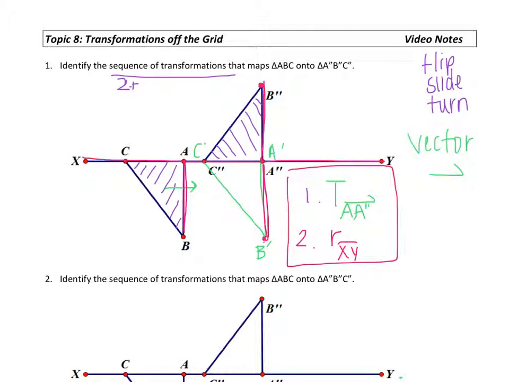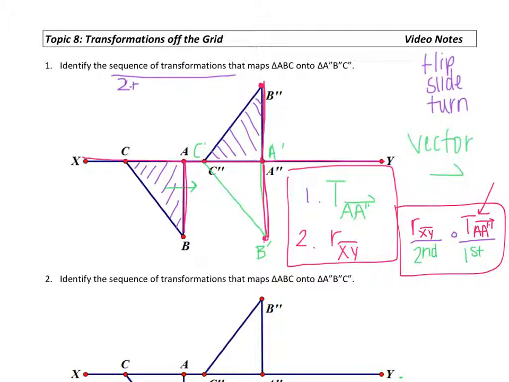If you wanted to write it out in composition notation, remember that's where we have blank composed with blank, where the first thing is done on the right, the second transformation is done on the left. We could write it in this notation where we put the translation on vector A double prime, which was composed with the reflection over segment XY. Either answer would be acceptable as long as you get the notation correct and in the correct order for number 1.